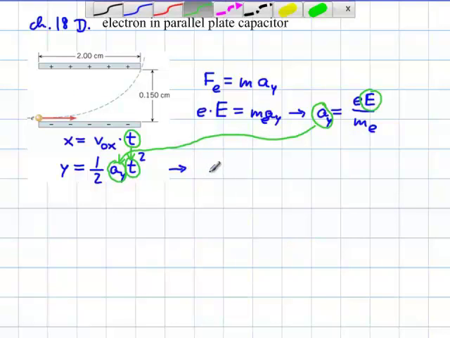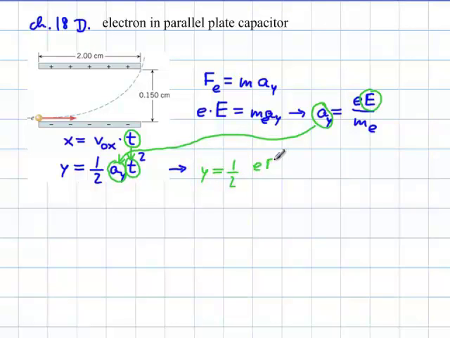So this one is going to come out to y. Okay, I guess I'm going to keep the green. y equals 1/2 times E times E over the mass of the electron, times t squared, but I might as well plug this in, so x over v0x, in parentheses, and that's squared because that's what it said earlier.